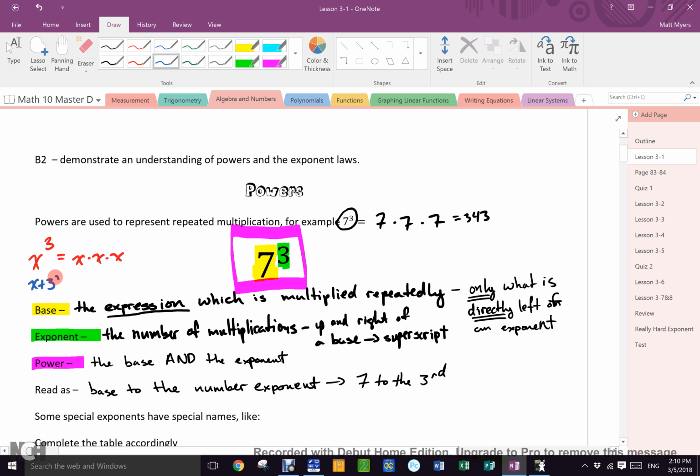Okay. Now I'm going to change it slightly to this. (X plus 3) cubed. What's the base? X plus 3. Why is it X plus 3? I said it was directly to the left of the exponent. Because it's in brackets. What do brackets do? They group things together. So the base here is X plus 3. So what does it really mean? X plus 3, how many times? Thrice.